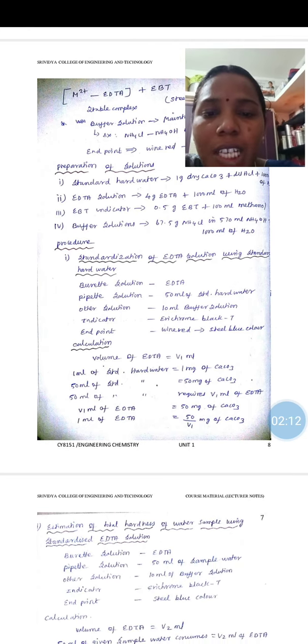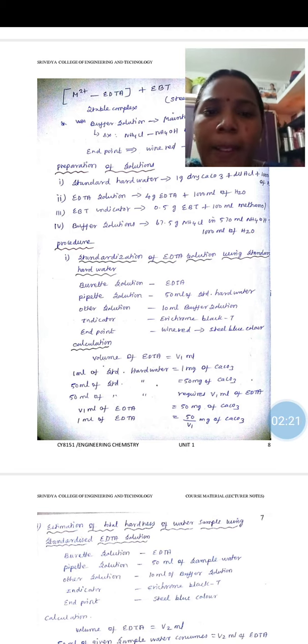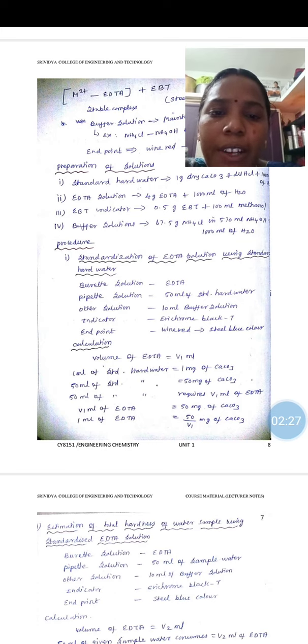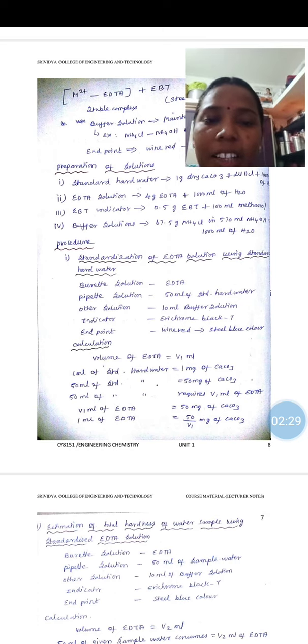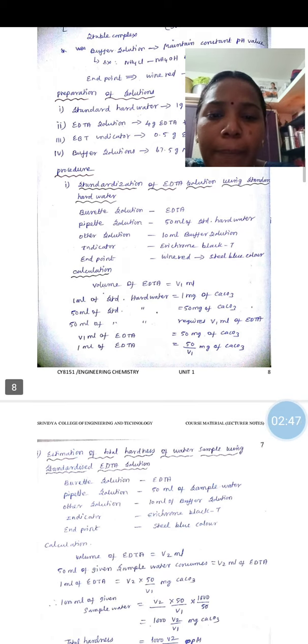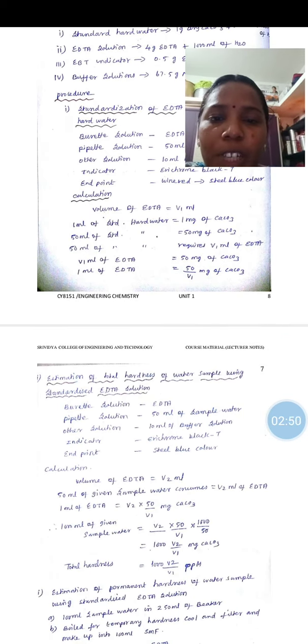The first titration is standardization of EDTA solution using standard hard water. Take 50 ml of standard hard water into a clean conical flask. Add 10 ml of buffer solution and 2 to 3 drops of eriochrome black T indicator, and the solution becomes wine red. Then titrate against EDTA solution until it turns from wine red to steel blue. Note the burette reading. The volume of EDTA consumed is V1 ml. Then the calculation: 1 ml of EDTA is equal to 50 by V1 milligrams of calcium carbonate.